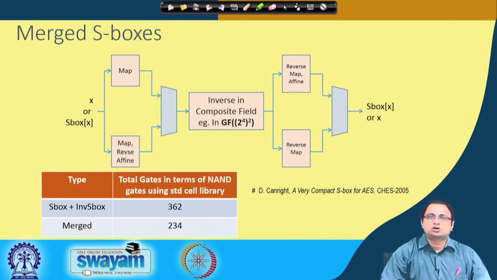Of course, you need to implement the inverse in an efficient manner, and that is studied in several works. In particular, it is nicely described in this paper by Canright, which is a very compact SBox for AES, and it is a very pioneering work on how you can efficiently implement the SBox in composite fields.